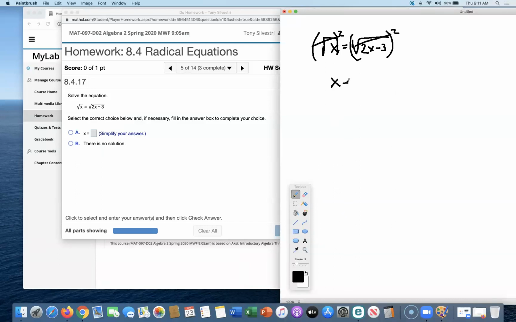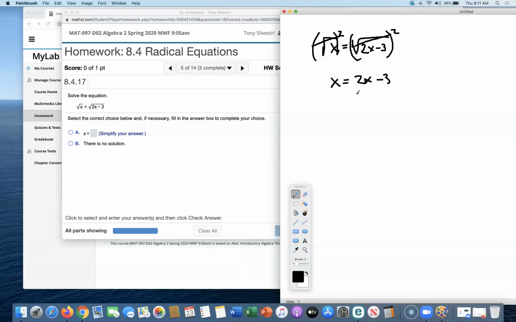x equals 2x minus 3. See? Both square roots. It looks scarier than it is. All you're looking for is a square root by itself on one side of the equation. And if you see that and you want to get rid of that square root, you square both sides. If the other side is also a square root, fine. You get rid of that too.